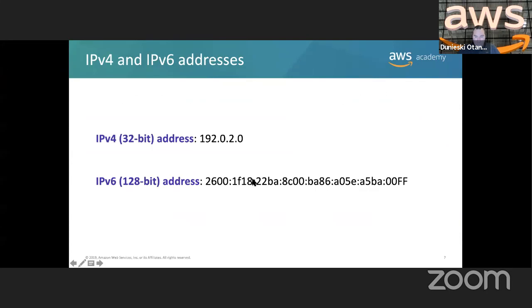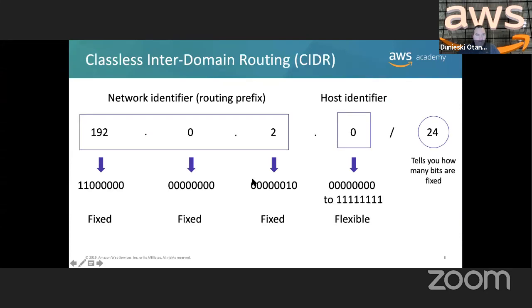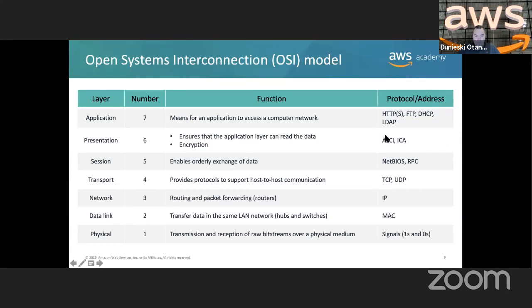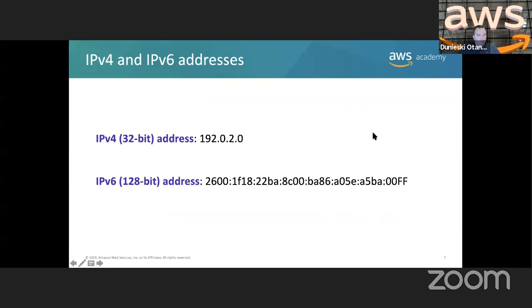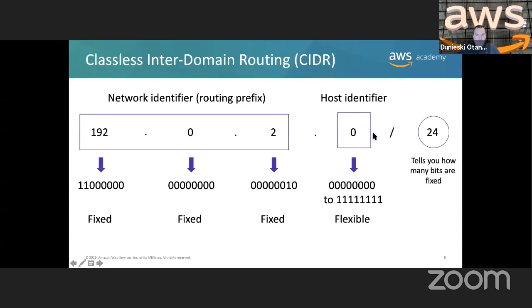Okay, so here we have a network identifier, the routing prefix, and the host identifier. This tells you how many IP addresses you can allocate, right? When you start from 32, let me see if I can connect.